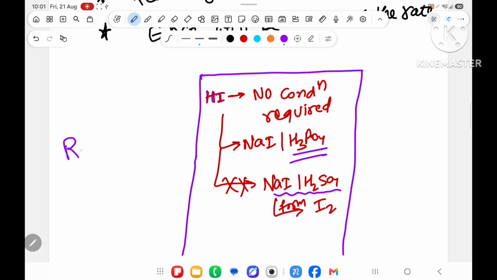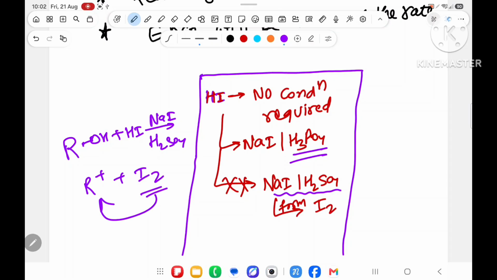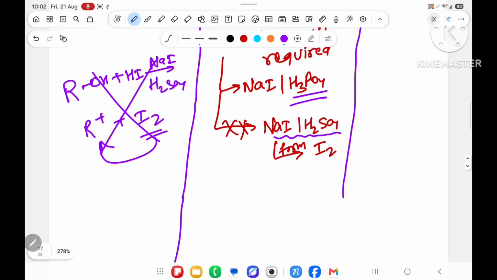Means if you react ROH with HI and use H2SO4, the reaction will not work: OH will not come, carbocation comes and I2 comes. It will not react over here. So don't use H2SO4. This is the first situation for HI.